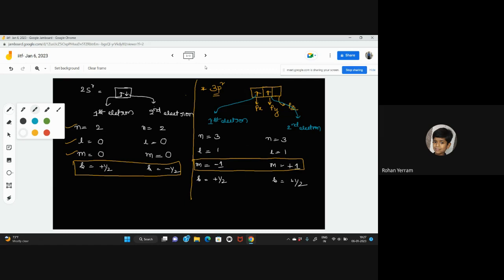Sir, if n equals 2, then n minus 1 equals 1, sir. So then why did we get l equals 0 in the first case? S orbital, what is the l value? We have fixed it, no? For an s orbital, l equals 0. We have discussed this in the earlier case only, no? Okay.